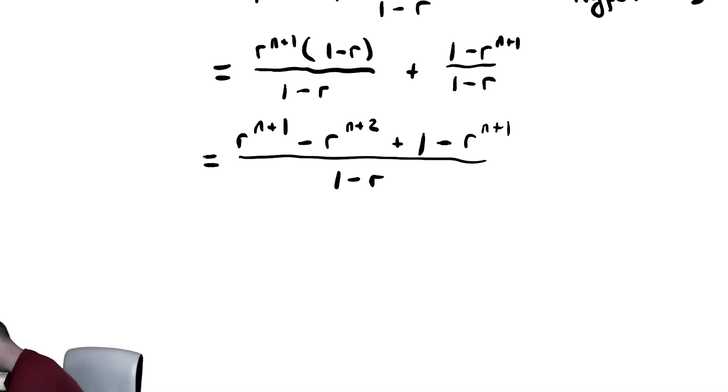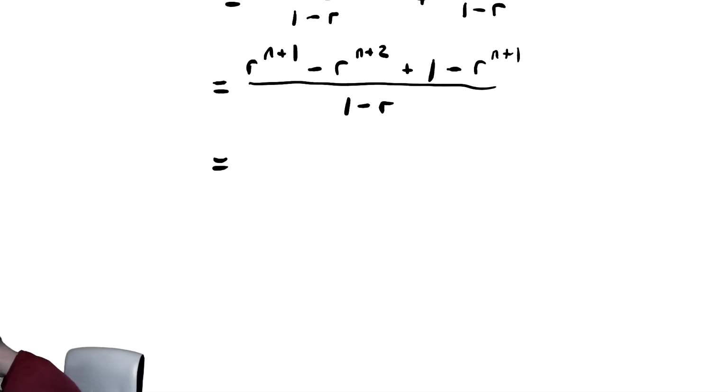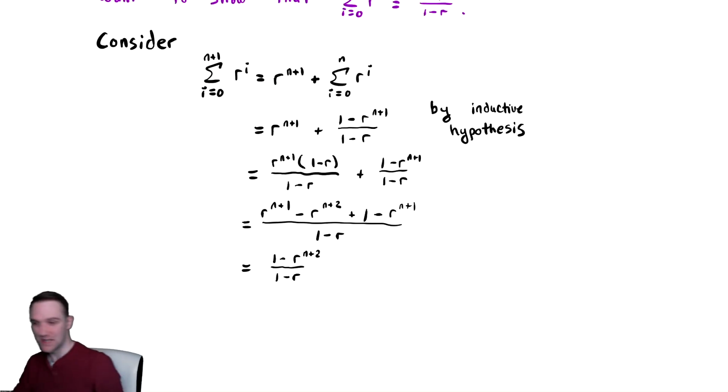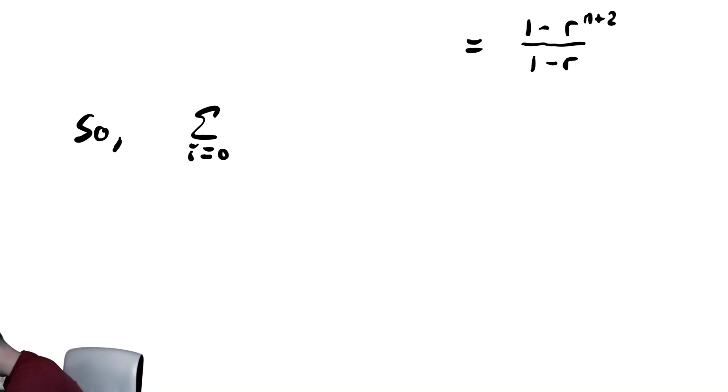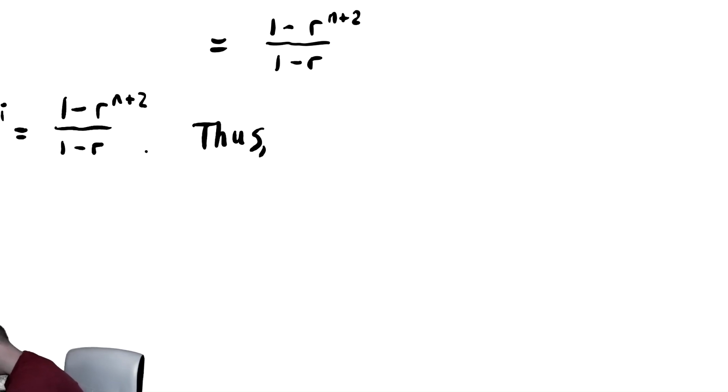Some nice things happen here. We have an r to the n plus 1 and a minus r to the n plus 1. Those cancel. And if I rearrange the numerator, I have 1 minus r to the n plus 2 divided by 1 minus r. Hold on. That's exactly what I wanted to show. Algebra wasn't so bad this time. So we just need to tell the reader that we're now done with the correct reasoning. So the formula, the sum from i equals 0 to n plus 1 of r to the i is equal to 1 minus r to the n plus 2, that's what we just showed, divided by 1 minus r. Thus, the result follows by induction.